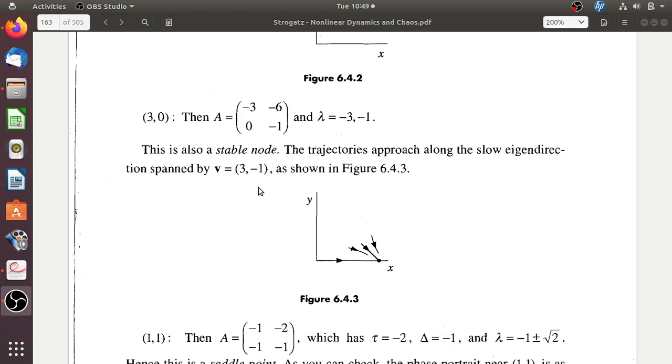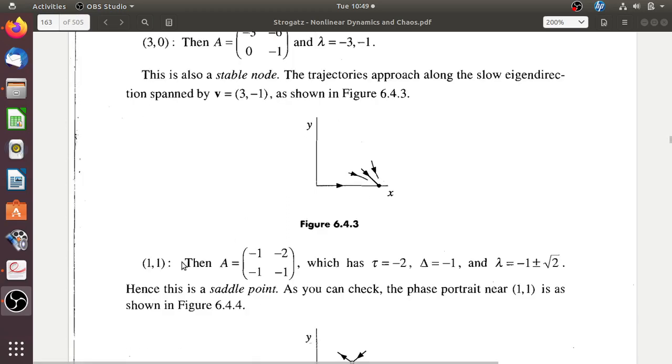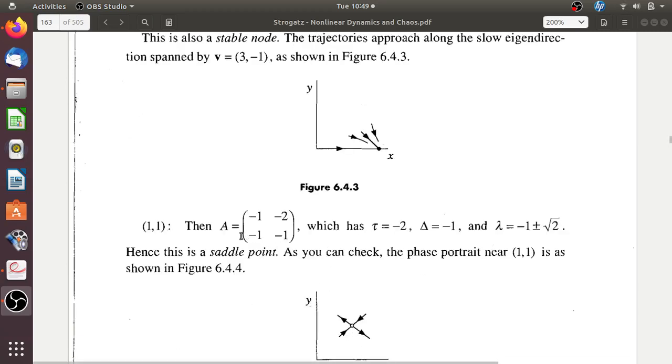So now the fourth point, which is (1, 1), somewhere here. If we calculate the Jacobian matrix, or A matrix, then what we have is that the trace is negative and the determinant is negative. Once we see the determinant is negative, we can easily see that it's a saddle point. So if it's a saddle point, then in one direction it's going to have an attraction, and in another direction it's going to have a repulsion.